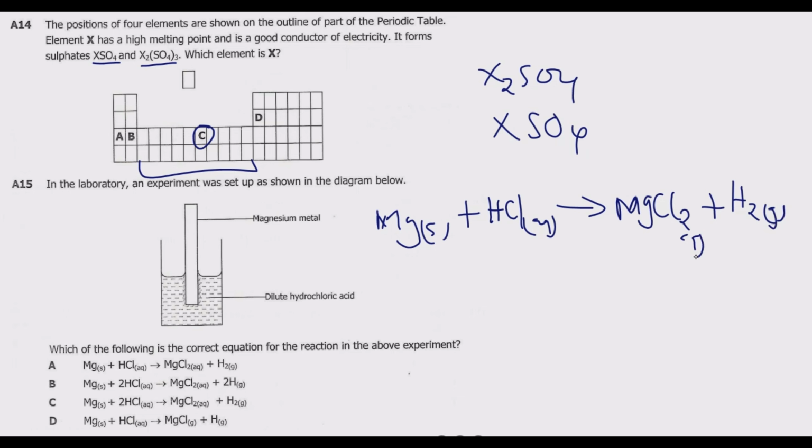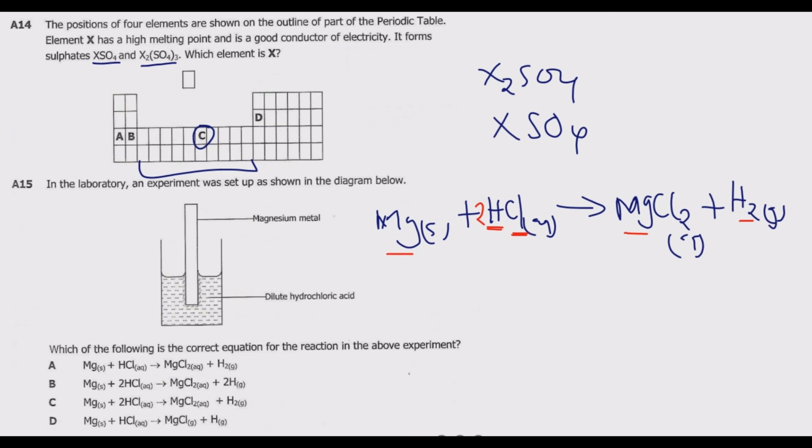So this is what we're going to get. We need now to balance this equation before we look at the answer. So we have one magnesium, then we have one chlorine there, but here we have two. We have one hydrogen, the other side we have two, so we can introduce a 2 here. Once we introduce a 2 here, we're going to have two hydrogen, two chlorine, like that. It is balanced.